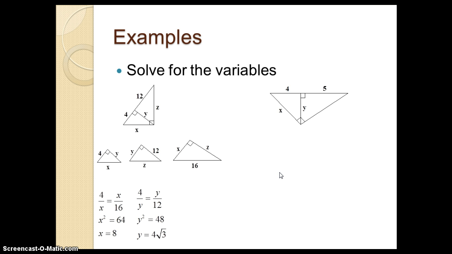Lastly, we have to find z. Well, we see z in the medium and the bigger triangle. So 12 is to z, as z is to 16. So 12 in the smaller one to z in the bigger one, as z in the smaller one to 16 in the bigger one. Cross multiply, z squared is 192, so the square root of 192 simplifies to 8 square root 3.